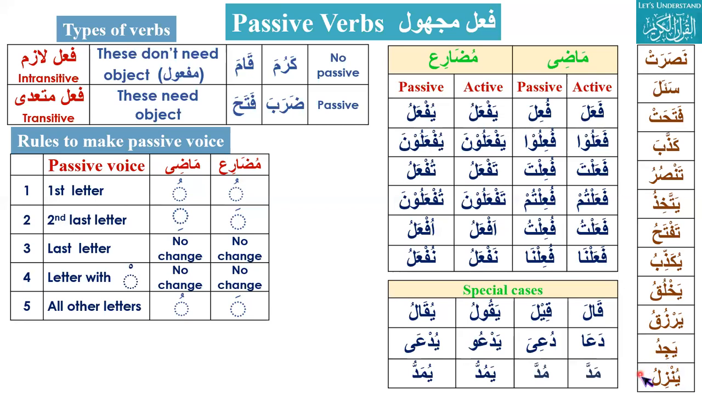If I give you one task, Hamid bhai, yunzilu. What will be the passive voice? First letter will have what? Dhamma already. So the second last letter will have a change. That should have what? Fatha. So it will be yunzalu. Very nice. Okay, let's come here. Yukazibu. Yukazabu. Very good. Thank you very much.